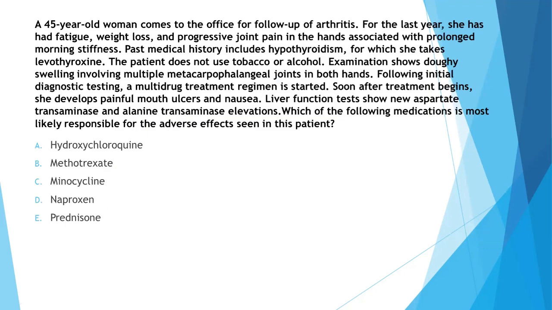Now, again, we have one more question. Which of the following medications is most likely responsible for the adverse effects seen in this patient? A 45-year-old woman comes to the office for follow-up of arthritis. For the last year, she has had fatigue, weight loss, and progressive joint pain in the hands associated with prolonged morning stiffness. Past medical history includes hypothyroidism, for which she takes levothyroxine. The patient does not use tobacco or alcohol. Examination shows puffy swelling involving the multiple metacarpophalangeal joints in both hands.